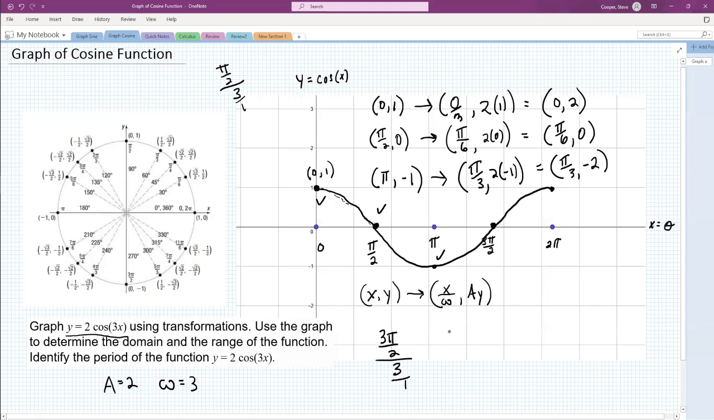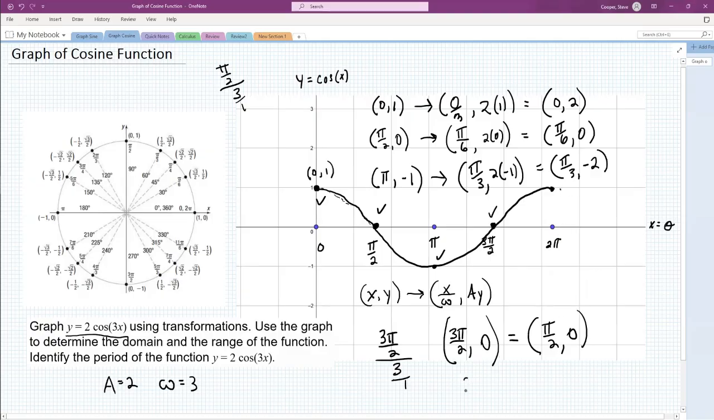So 3 pi over 2, 0 is going to become pi over 2, and 2 times 0 is still 0. Okay, so we got that one. And let's get this last one.